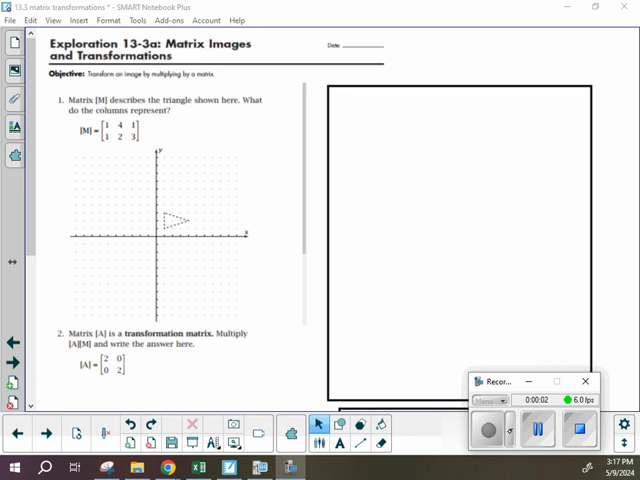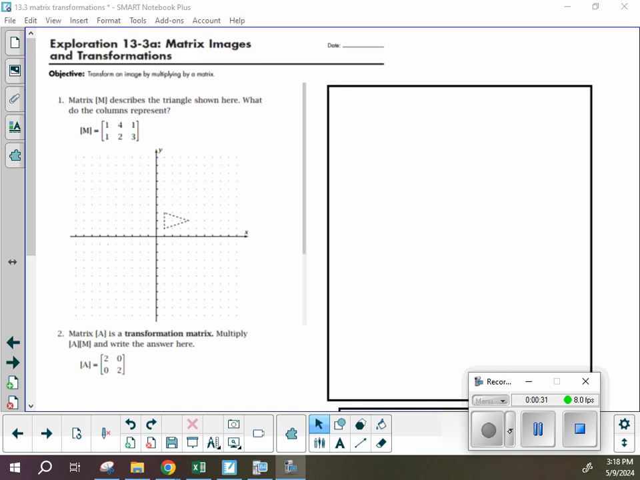Hey everybody. Before you watch this video, you should have completed numbers 1 through 6 from this exploration. We'll go over that briefly and then we'll work through 7 through 10 together. In this exploration, we have a couple objectives, mainly to use matrices to perform transformations, but a short-term one is that we have not even used them to describe figures yet.